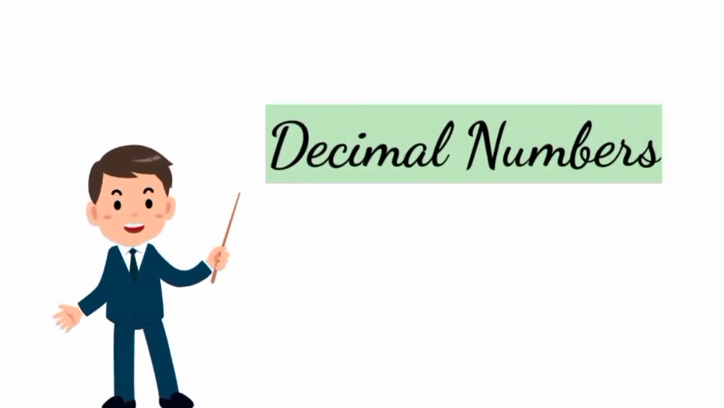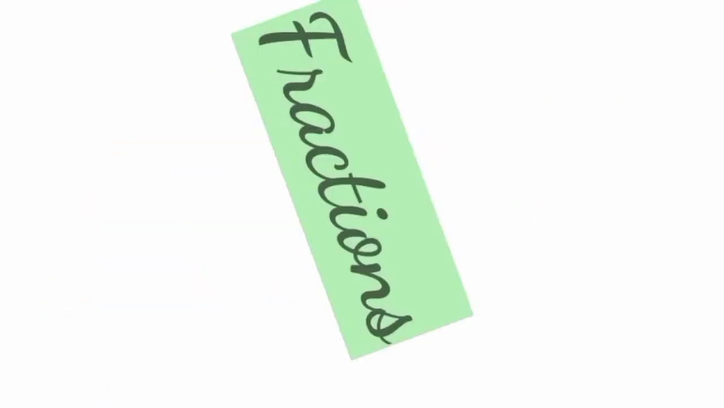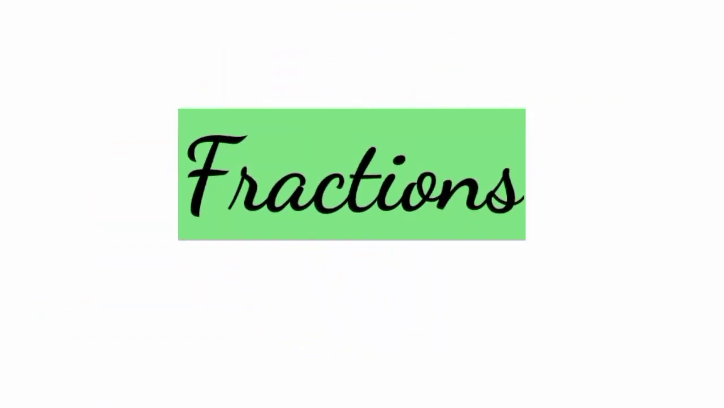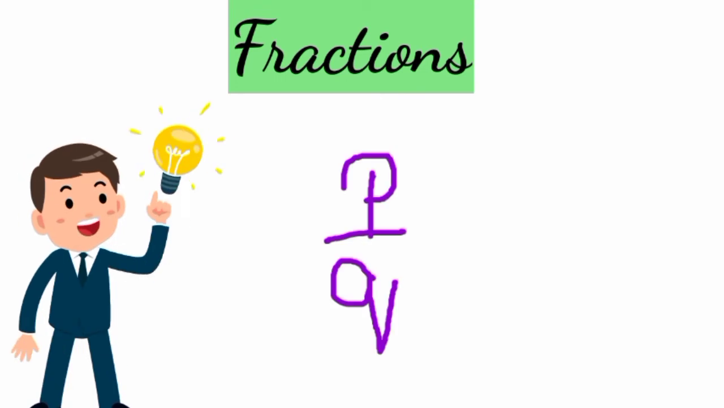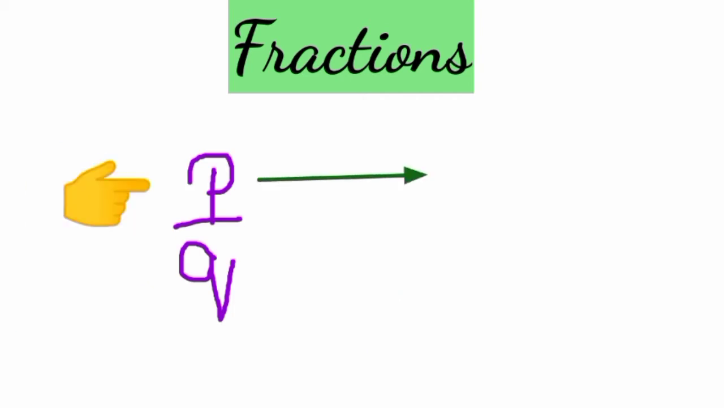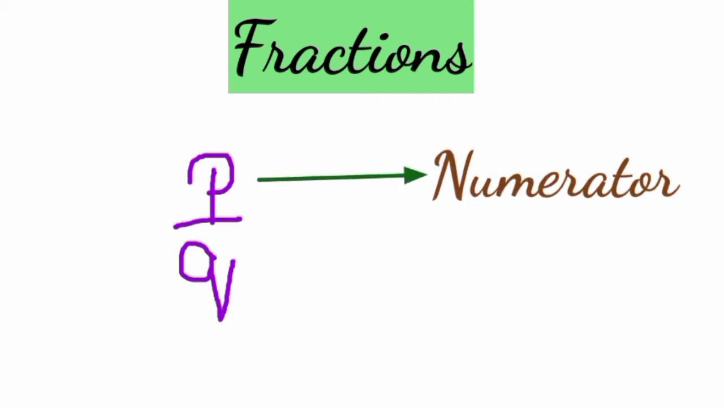But before starting decimals, let's recall fractions. Then we will relate fractions with decimals, right? So, what is a fraction? The numbers which are in the form of p upon q are known as fractions, where the upper value p is known as the numerator and the lower value, that means the down value, is known as the denominator.